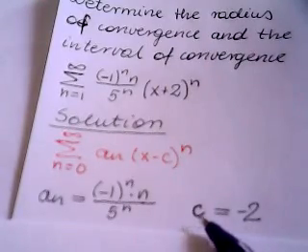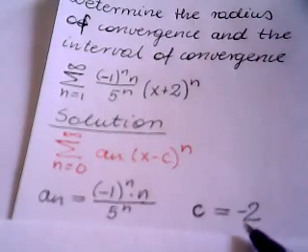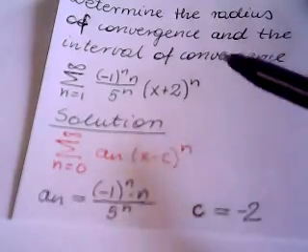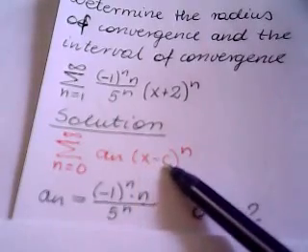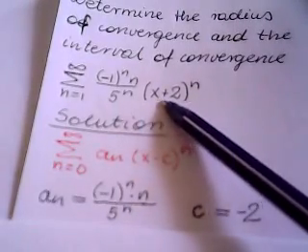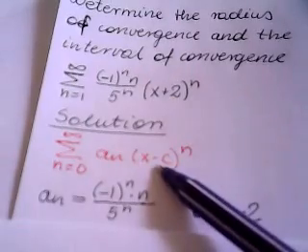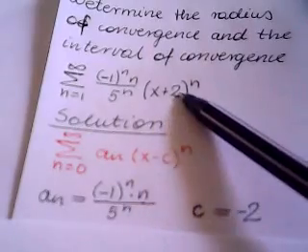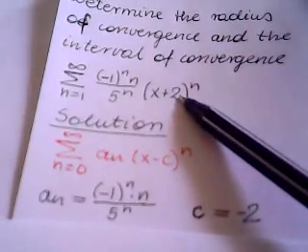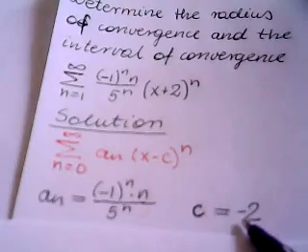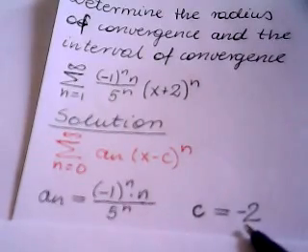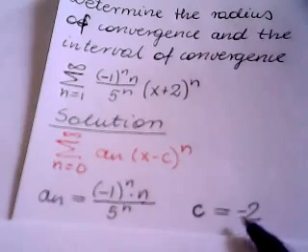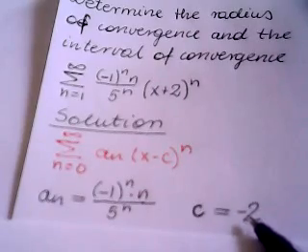C is the center of the power series, and it's important to understand why c is -2. In the formula we have x minus c. In the example we have x plus 2, so minus c is 2. Because of that, c is -2, not plus 2. It's important: c is -2, not plus 2.